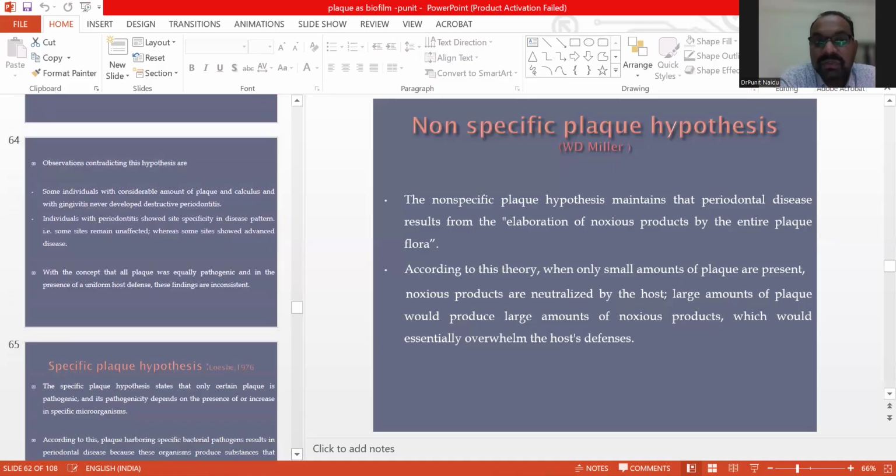The observations against this hypothesis were that some individuals with considerable amounts of plaque, calculus and gingivitis never developed destructive periodontitis. Individuals with periodontitis showed site specificity in disease pattern. That is, some sites remain unaffected, whereas some sites showed advanced disease. So with the concept that all plaque was equally pathogenic and the presence of uniform host defenses, these findings were inconsistent.